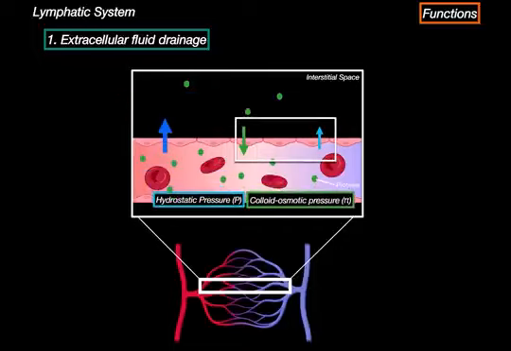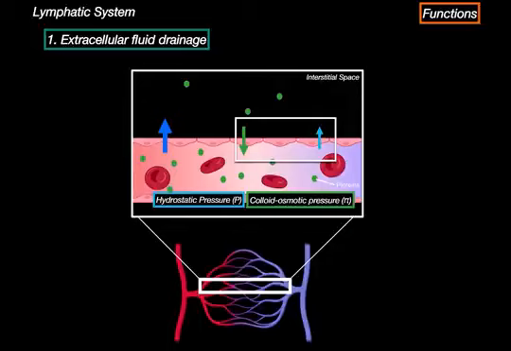As the blood continues towards the venous end, the hydrostatic pressure gradually falls because energy is lost due to resistance along the capillary. The colloid osmotic pressure, however, stays relatively constant along the capillary since the concentration of plasma proteins remains unchanged.